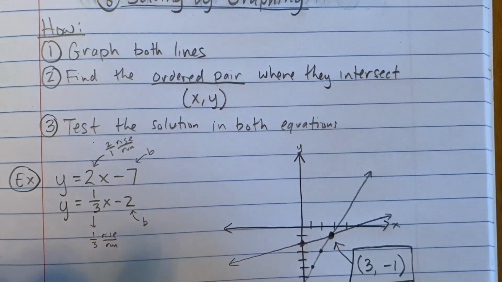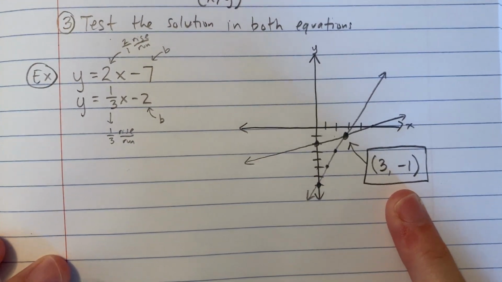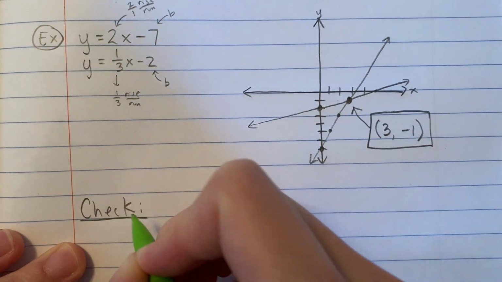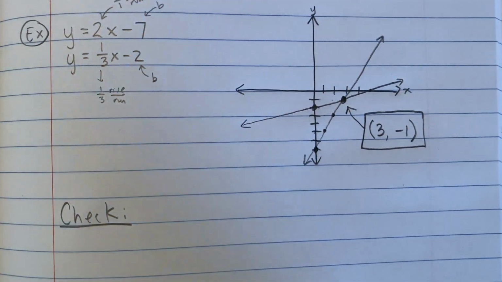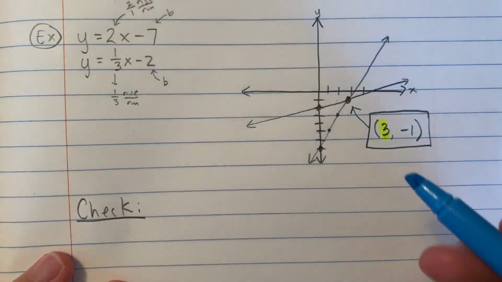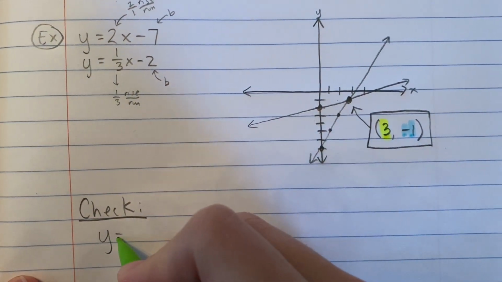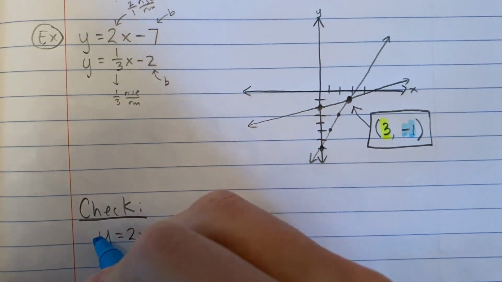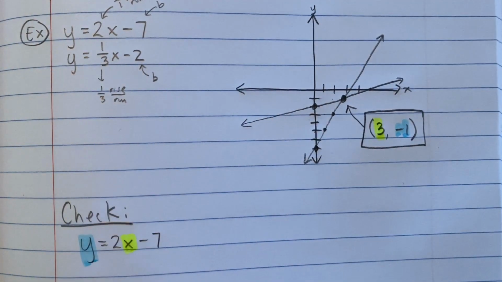So right now I've graphed both lines, found the ordered pair where they intersect, and I'm ready to check this solution. It's (3, -1). How do I check it? Well, I plug it into both equations, going back to what we learned when we tested solutions. This is my x value and my y value, and I'm going to plug it in. Let's plug it into this one first.